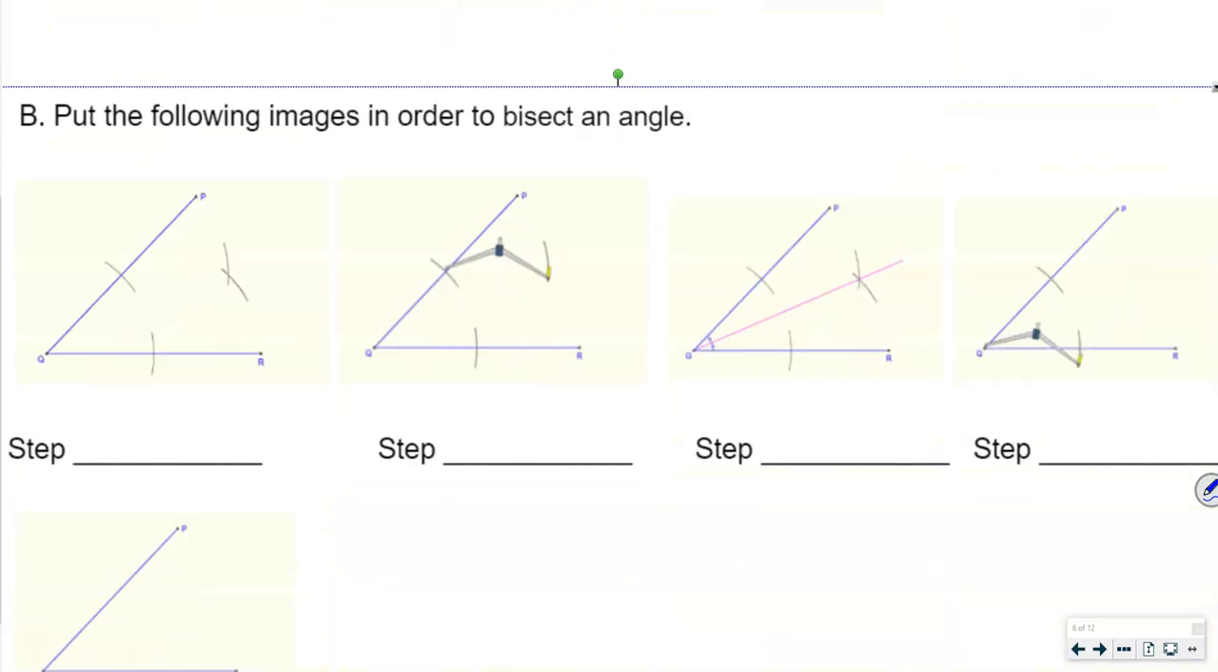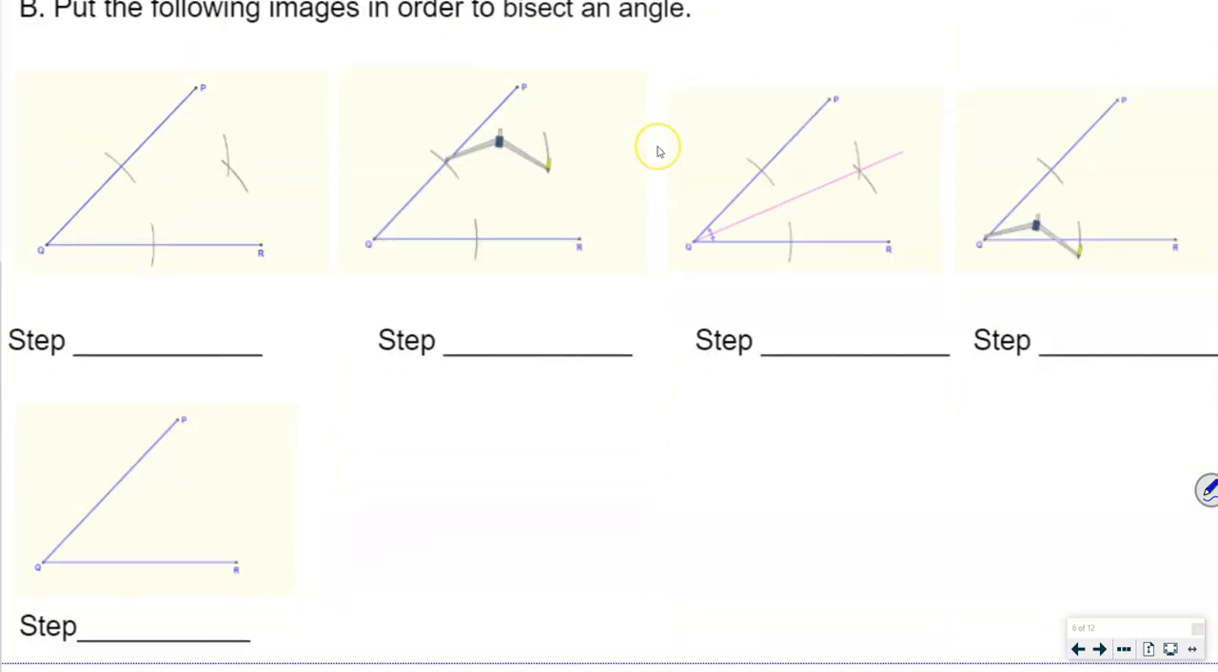So this next one says, put the following images in order to bisect an angle. So we got to have an angle first, right? And then we have, again, this last step right here, 5, because that's where the angle's bisected, right? So now let's look at what we have next. So don't we have to draw 2 arcs across the angle? That's step 2 right there, over there on the right. And then what would be step 3? Creating arcs from where we created the original 2 arcs, right? So that would be step 3 right there. Then we drew the intersection of those 2 arcs, that's 4.